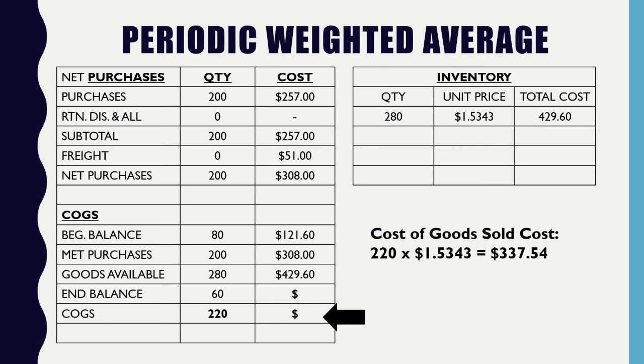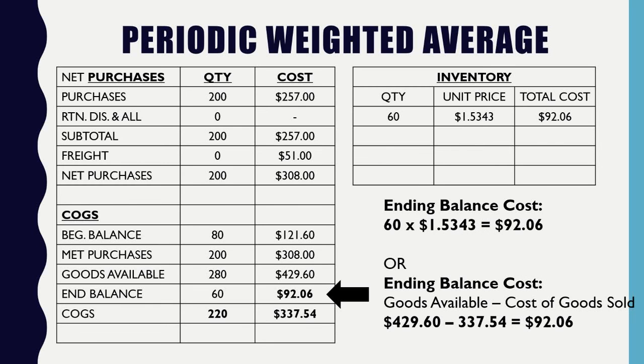So in this one, we're not calculating based on bundles. We're not keeping track of what came first and what came last. We're just getting a grand total and we're just going to do only one calculation. Pretty straightforward. And then, of course, you find out what your ending balance is by subtracting the goods available minus your cost of goods sold.